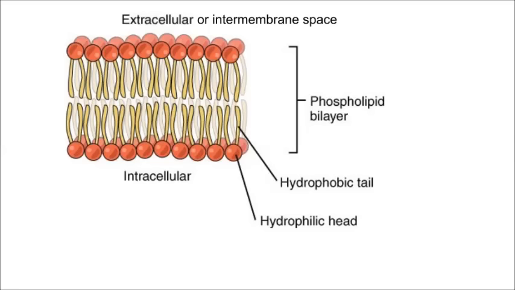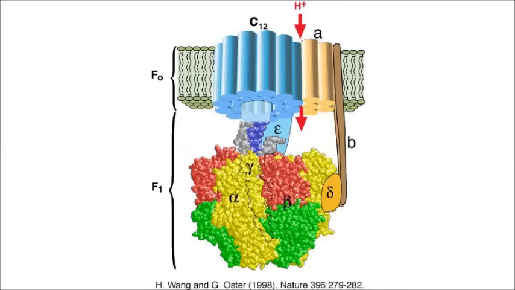When you put phospholipids in an aqueous environment, the hydrophobic tails attract each other because of the repulsive force of the polar solvent. And thus you end up with a bilayer where all the hydrophilic heads are on the outside and all the hydrophobic tails are on the inside. Why is this important? Now let's look at this part of the enzyme from above.